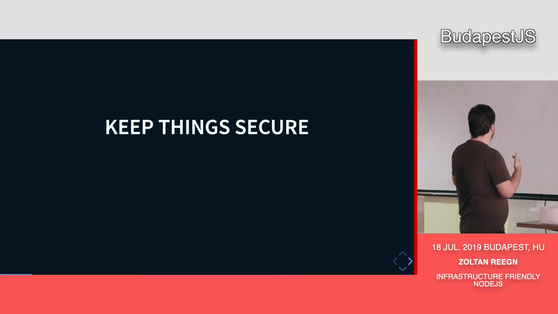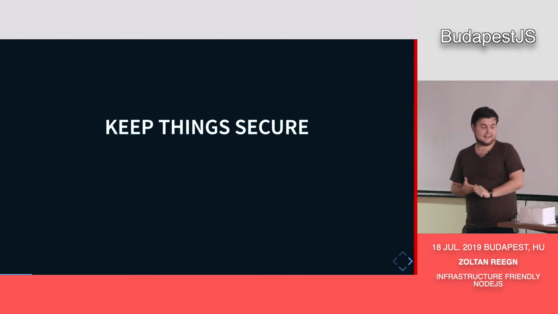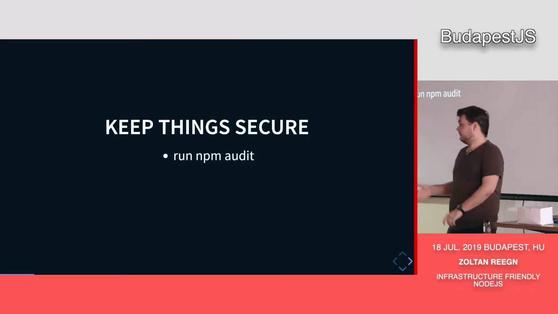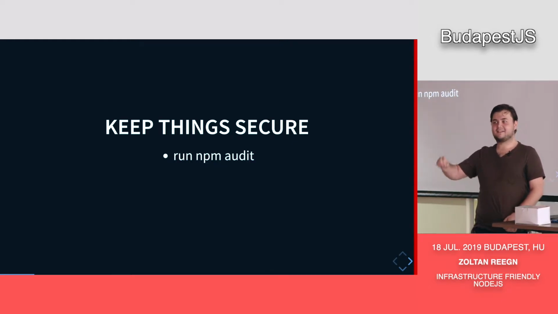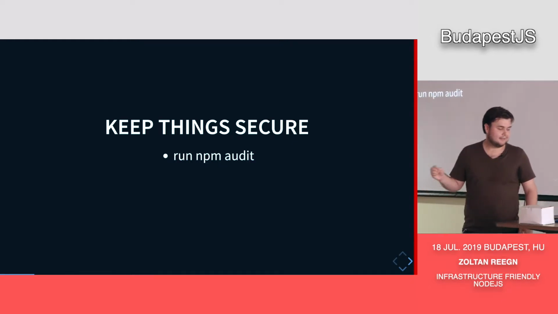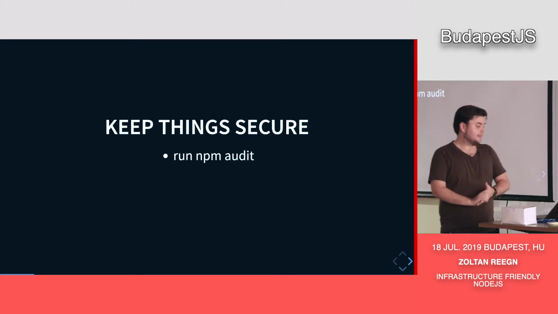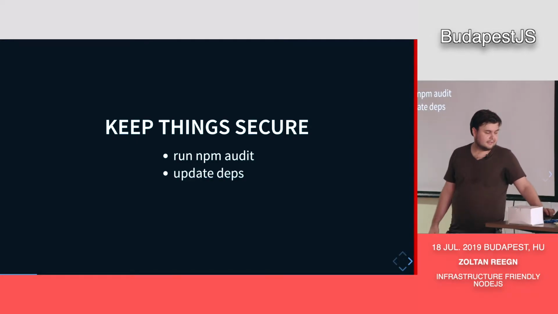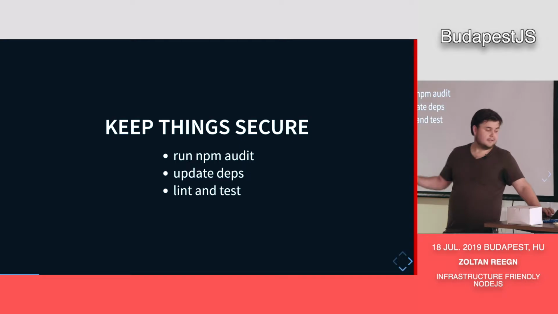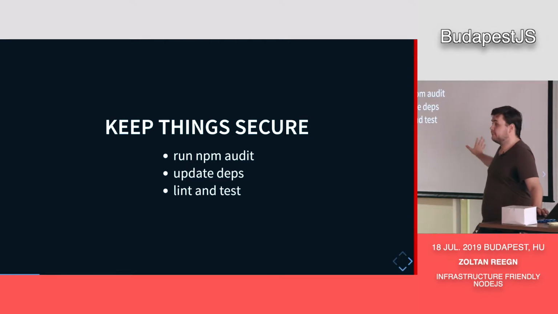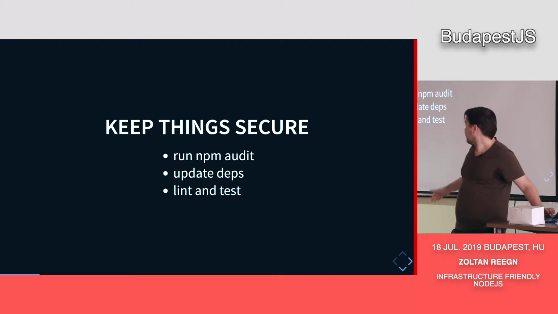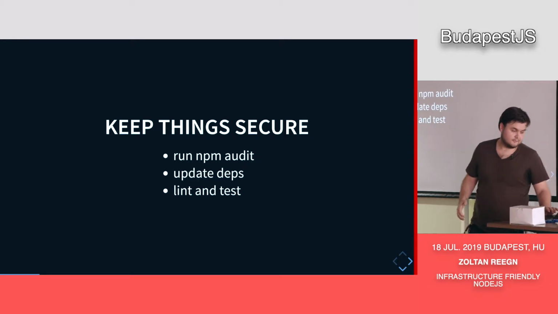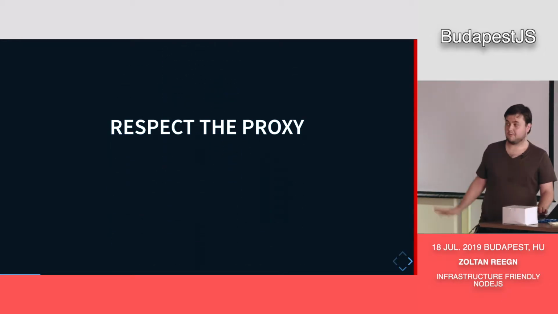Keep things secure. That's really important with any kind of code. That means update your dependencies. Keep in mind that there are security vulnerabilities introduced and discovered every day, and you need to keep your dependencies up to date. So update the deps. And the third point is lint and test. That's also part of the security aspect of bugs. The first ones are other people's mistakes. The third one is your mistakes. So both are quite important to avoid.